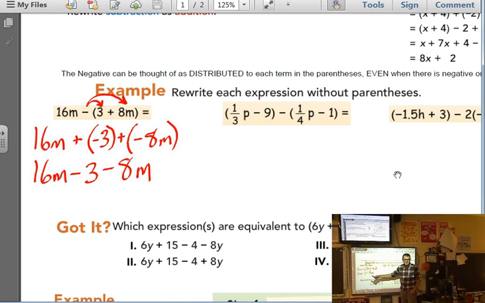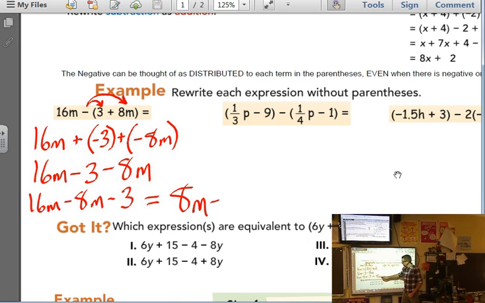So then, rearrange with your commutative property. So now I'll have 16m. Guys, we should all be writing. I see a lot of people not actively writing. Now we can move it around. Make sure that you keep the sign in front of the term with that term. And that would become 8m minus 8m minus 3.